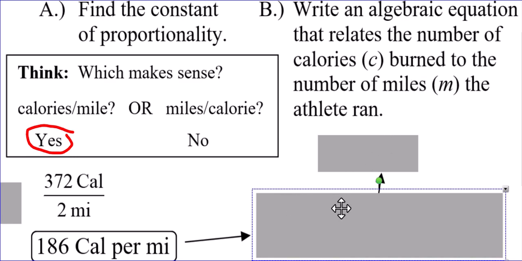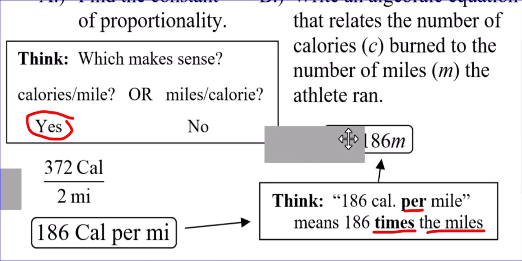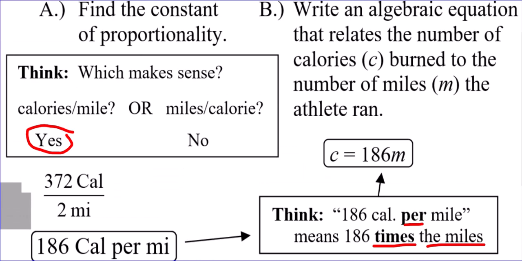So here's what we have to think. Back to our unit rate, per mile. Per mile means times the miles. So that means our 186 better be multiplied to M for the miles, because it was per mile. That's why M is next to the 186, not the C. The C will go for calories on the other side of the equal sign.